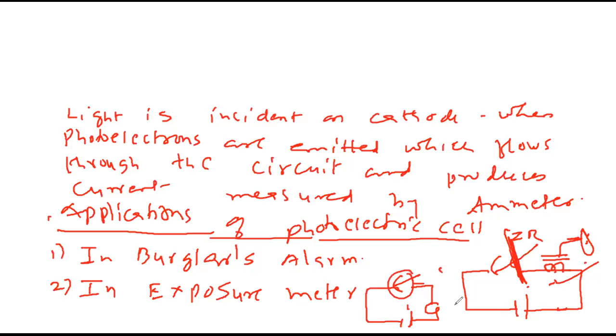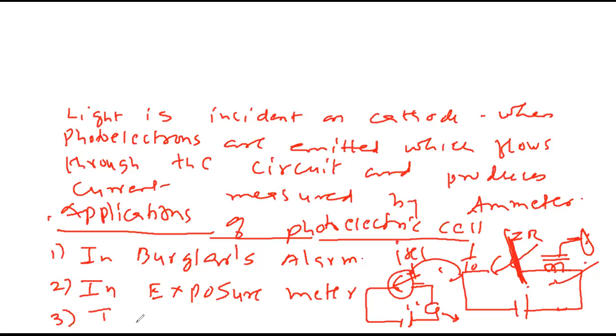Due to the intensity of light, this deflection will be either less or more. Depending upon this, it is calibrated in time. More deflection, it is written suppose time 1/10. Less deflection, time 1 second. So with this, the photographer comes to know the correct time for which the body to be photographed must be exposed to light.